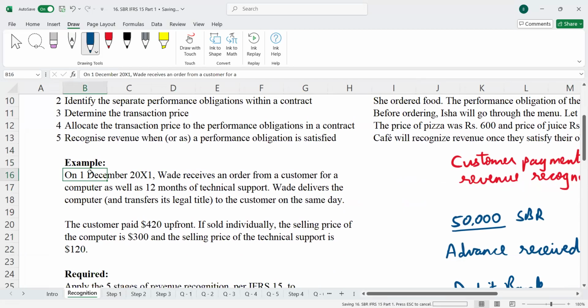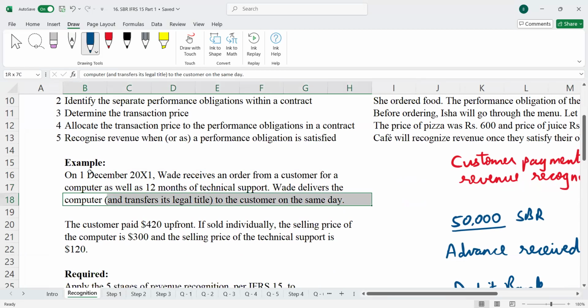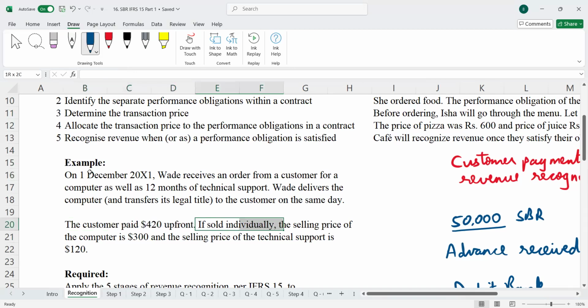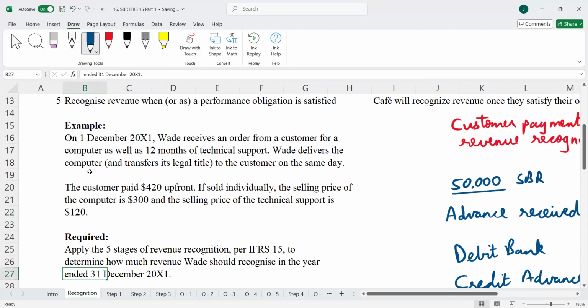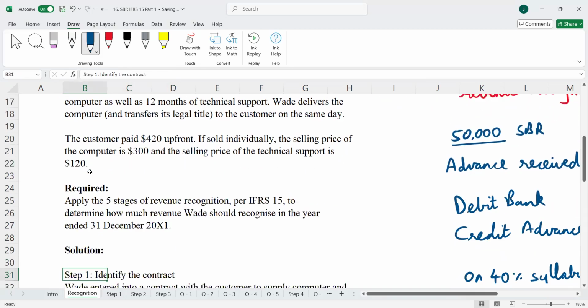on 1st December 2011, Wade receives an order from a customer for a computer as well as 12 months of technical support. So here, can I say there are two performance obligations? Firstly, the computer, and second, the 12 months of technical support. Wade delivers the computer and transfers its legal title to the customer on the same day. The customer paid $420 upfront. If sold individually, the selling price of the computer is 300 and the selling price of the technical support is 120. What is my reporting date? 31st December.